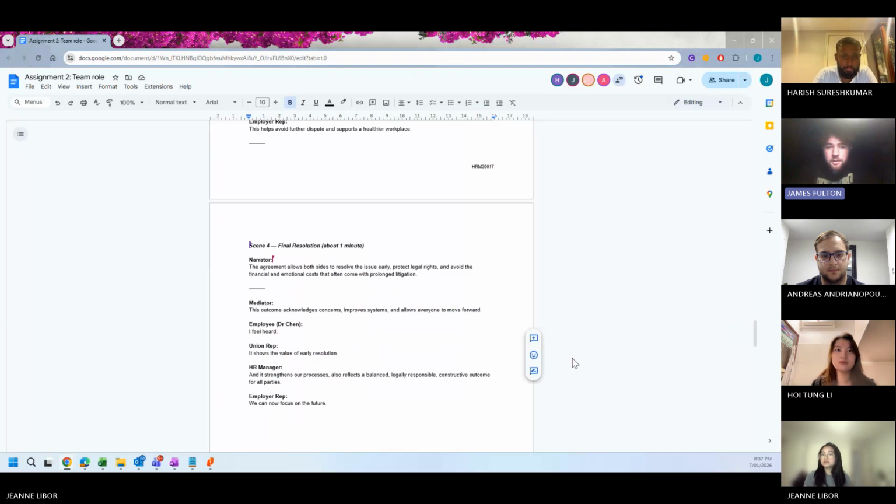This outcome acknowledges concerns, improves systems, and allows everyone to move forward. I feel heard. It shows the value of early resolution. And it strengthens our processes and also reflects a balanced, legally responsible, constructive outcome for all parties. We can now focus on the future.